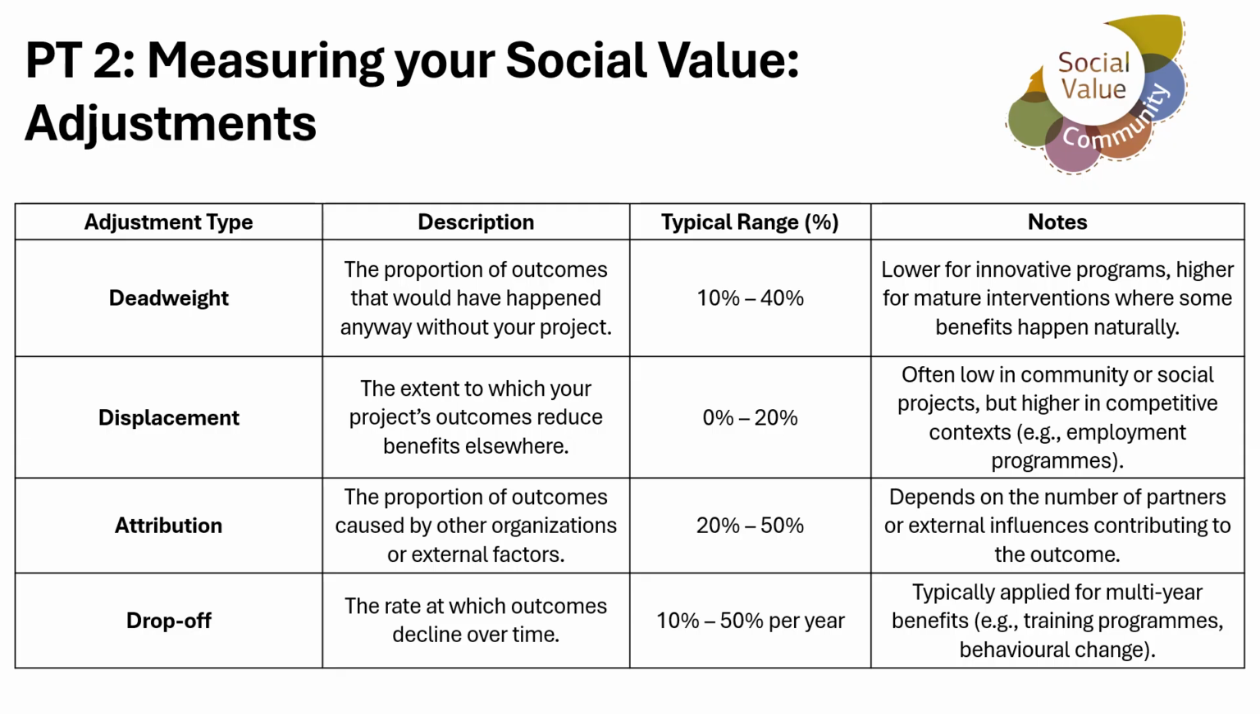And then finally, we've got drop off. Essentially this is the rate at which outcomes decline over a period of time. So it could be that you've got a year-long program or an 18-month program, but actually the outcomes reduce over that period of time. A typical weighting for that would be between 10 and 50% per year. And this is typically applied for multi-year benefits, e.g. training programs or behavioural change. So hopefully that provides the context, so when we go into the actual calculation, it will make more sense for you.